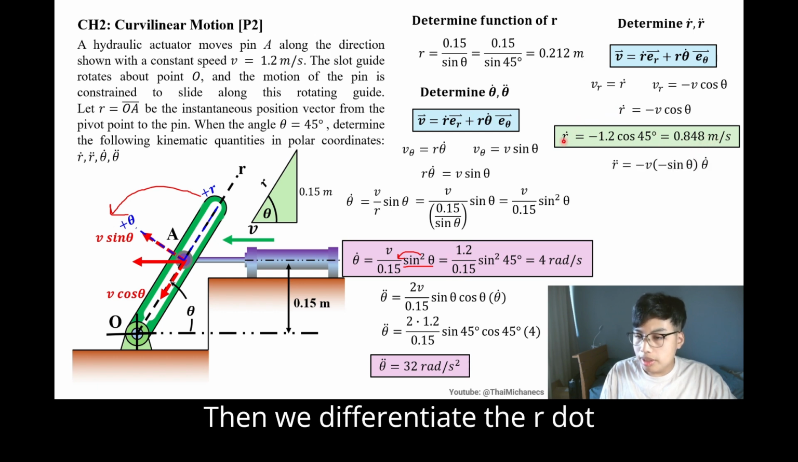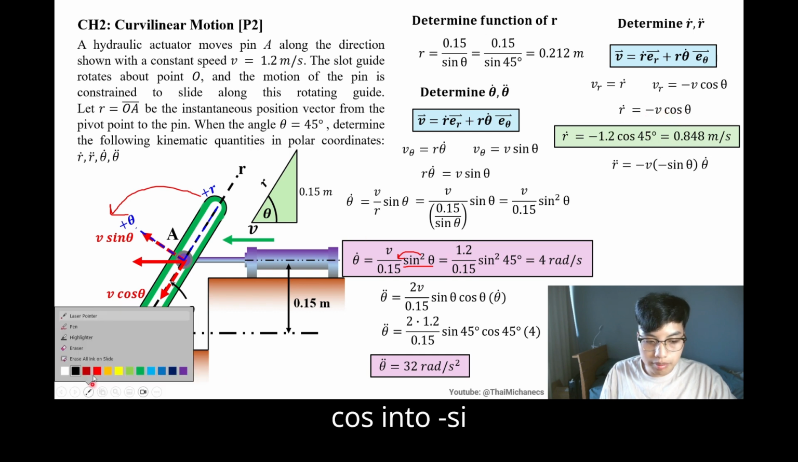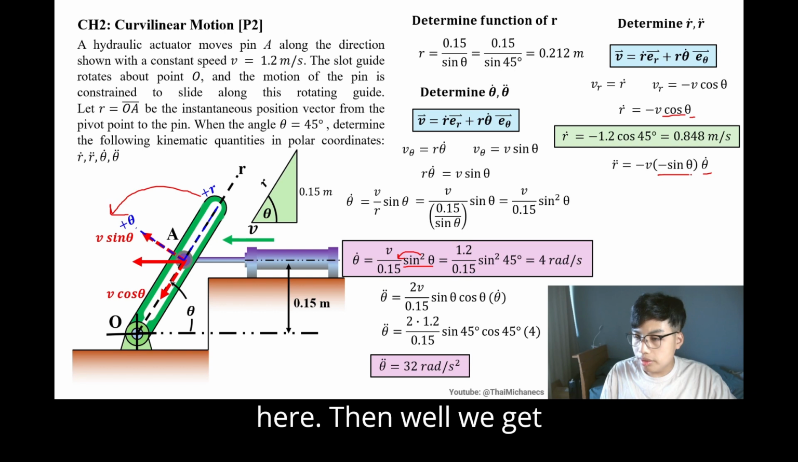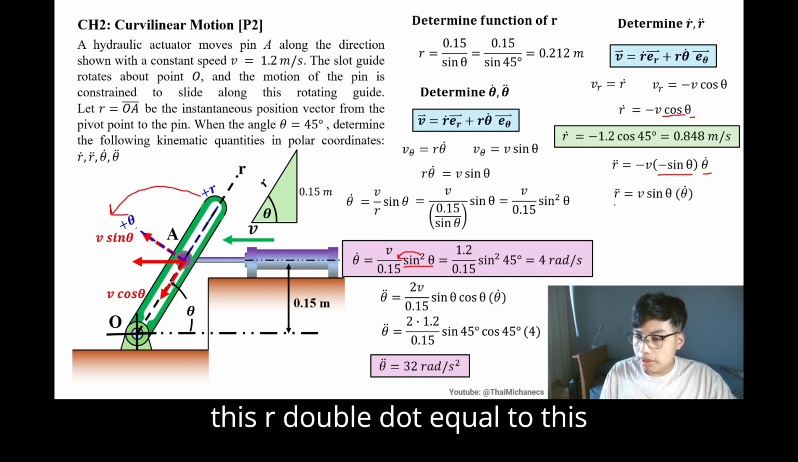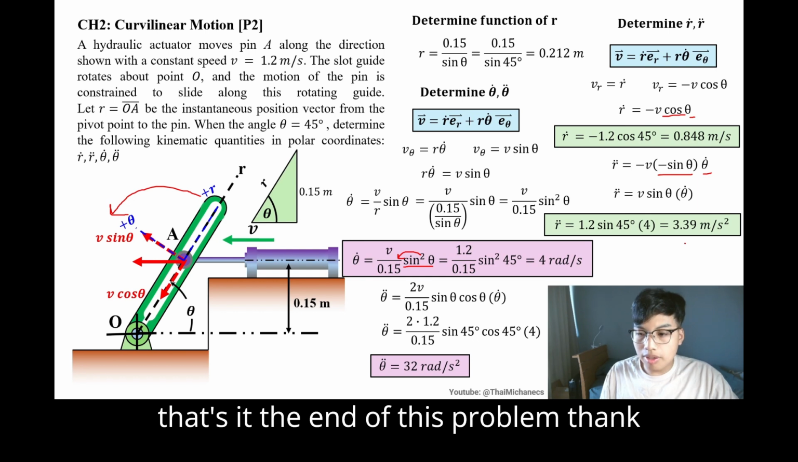Then we differentiate r dot: we differentiate cos into minus sine, and differentiate theta into theta dot. We get r double dot equal to this relation expression. After that, we get the final result when we substitute v, theta, and theta dot here: 3.39 meters per second squared. So that's the end of this problem.